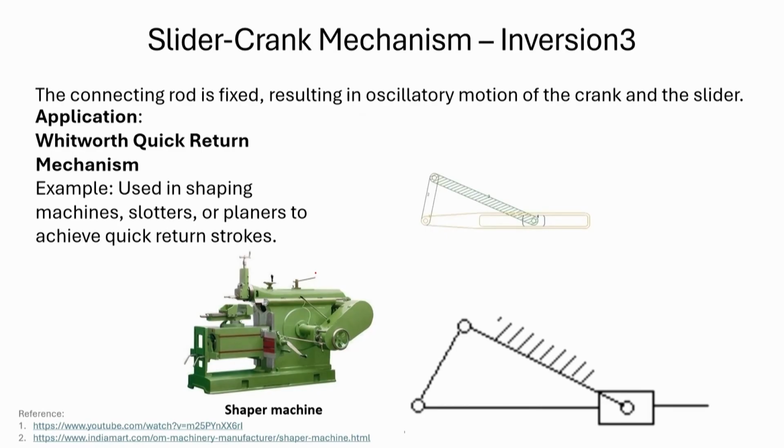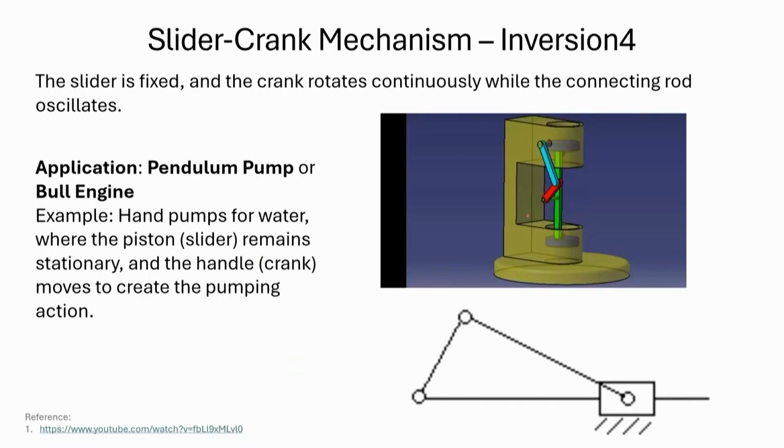So, that will create an oscillatory motion, which is a very famous one. It is called the Whitworth quick return mechanism. This is something that is used for shaping machines, or so to say, to give a finish to a system, slotters, planers, etc. And you can see here that the connecting rod is fixed all along. So, it is the slider and the crank that is creating this relative motion, and that is what is creating this kind of oscillatory motion. All shaper machines are based on this principle.